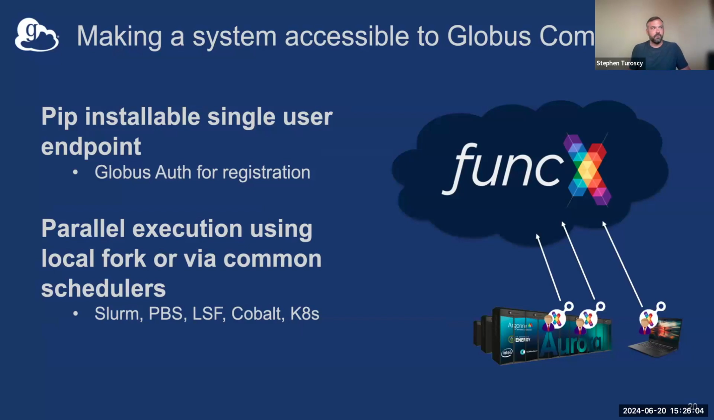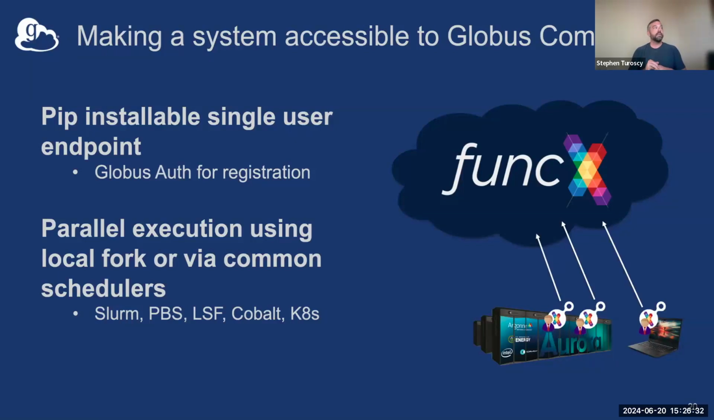Again, ignore wherever you see funcx, and imagine Globus Compute. So making a system accessible to Globus Compute: it's pip installable. It's a single user endpoint now. One of the things I'm going to show you later, but I'll have good news as part of the bad news in the demo. Right now, the Globus Compute endpoints that you install can only be executed by a single user.